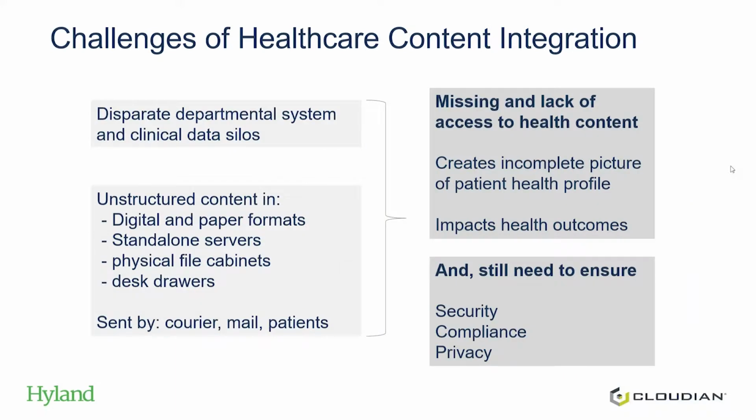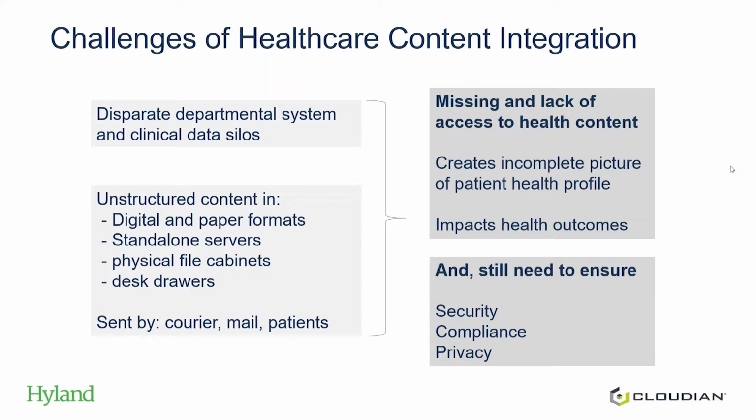The challenge to do this, though, is that you have all this information that's been siloed off. You have unstructured content in a lot of different locations. Some people call this the rogue data or black hole data. And you have this unstructured content in digital and paper formats, standalone servers, physical file cabinets, desk drawers. Hyland can help you get into that. We have a services team that can go out and scan these documents, make sure that they get into the Hyland database, and then make it accessible.